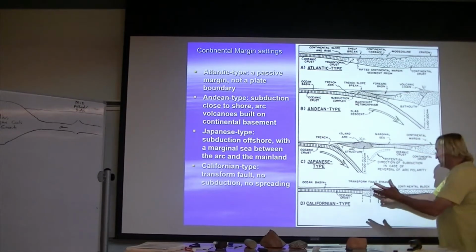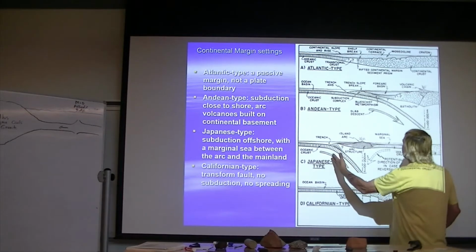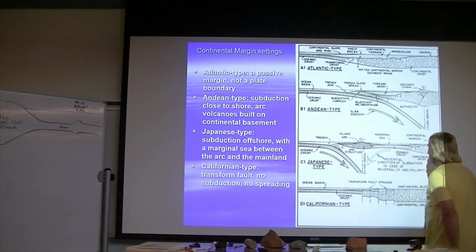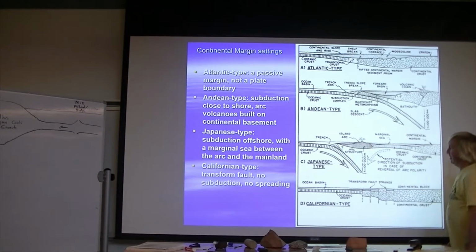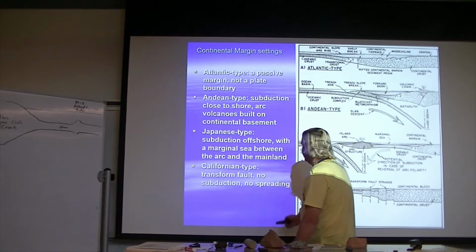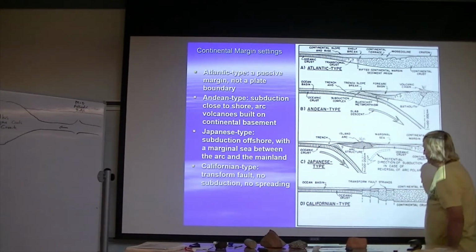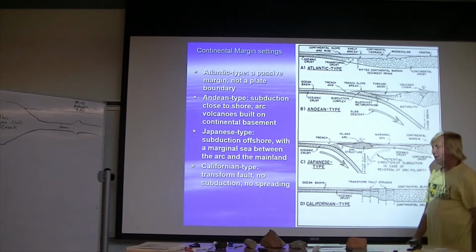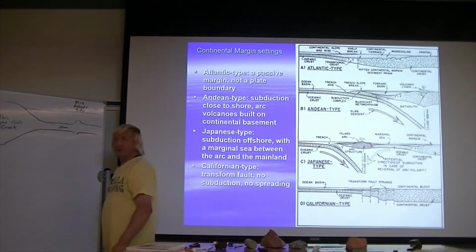And then the California type is where the North American continent has overridden this spreading center, and this spreading center is now underneath, kind of swept under the rug, and it's become our San Andreas Fault. So the California type is a transform fault. No subduction, because the Farallon plate is off, it went bye-bye, it's gone, it's underneath us. It's probably actually underneath Nevada and Utah, still melting.